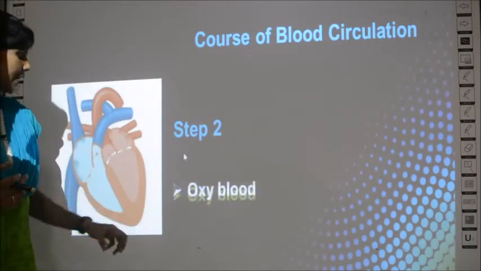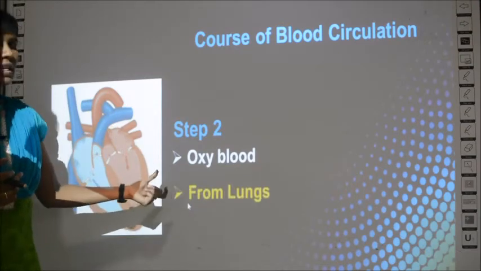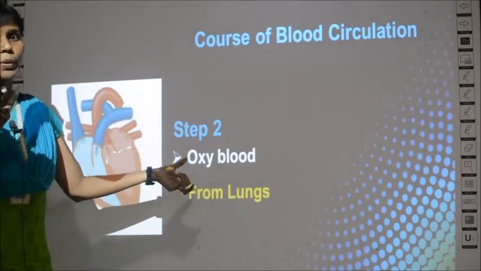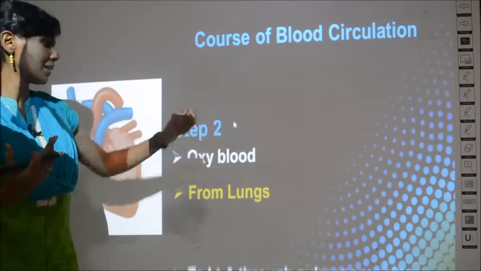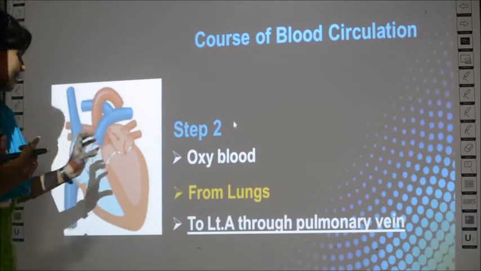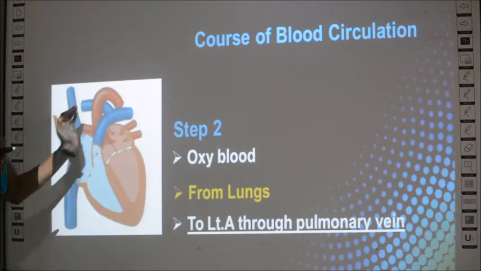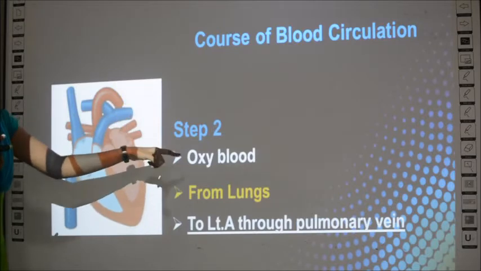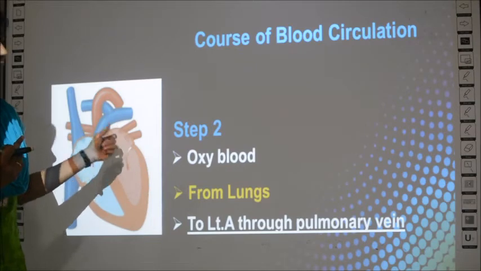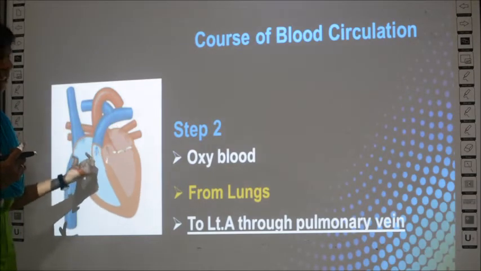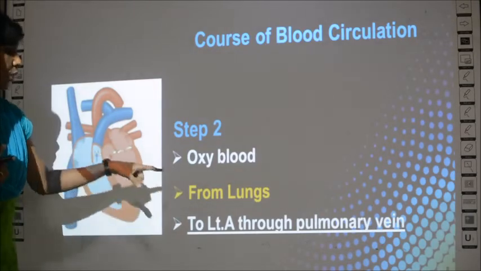At the same time, on the left side, what is happening? Oxygenated blood from the lungs. Lungs always give pure oxygen because it is rich in oxygen, it will give pure blood, that is oxygenated blood. So at the time where deoxygenated blood reaches this chamber, on the next side the oxygenated blood from the lungs will enter into the left atrium. So the right atrium has deoxygenated blood and the left atrium will have oxygenated blood from the lungs through the pulmonary vein.